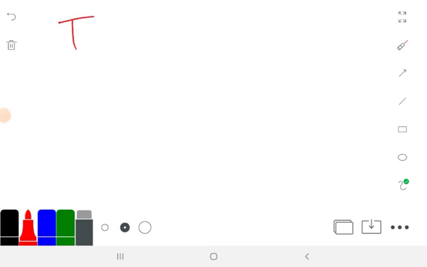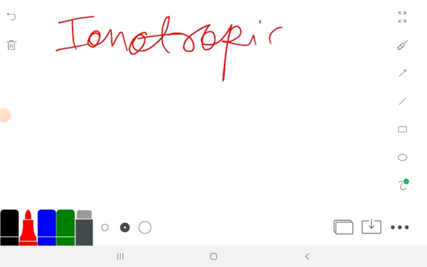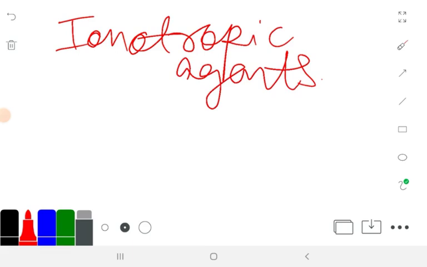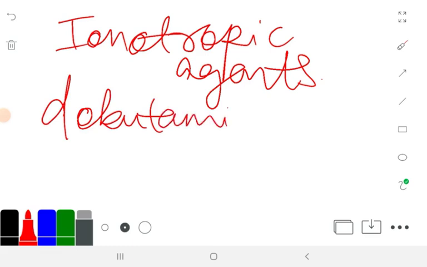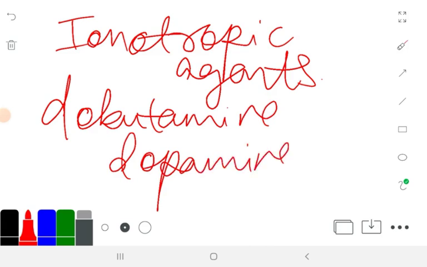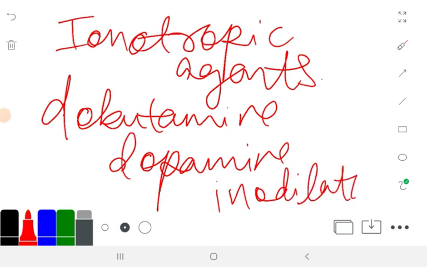Now inotropic agents. Inotropic agents include positive inotropic and negative inotropic agents. Major inotropic drugs used in congestive heart failure are dobutamine, dopamine, inodilators, and cardiac glycosides.